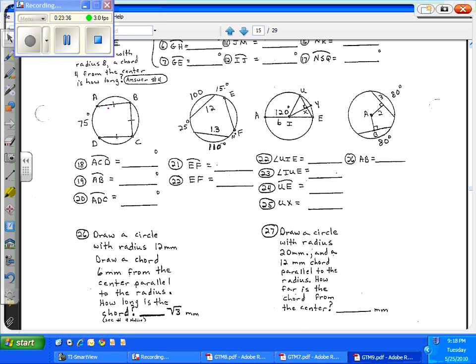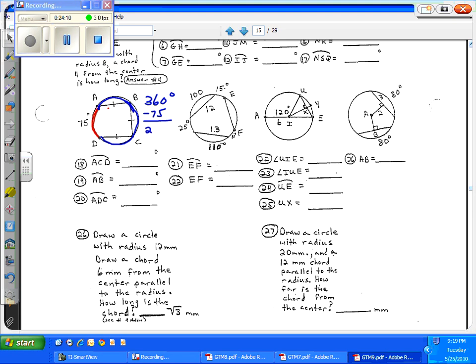Arc ACD. You may say, well, how do I find arc ACD? That's a major arc because it's 3 letters. It's not from A to D the short way. It's going to be from A to D the long way. A circle's 360 degrees. The minor arc was 75. The minor arc in red. The major arc in blue is everything besides that.